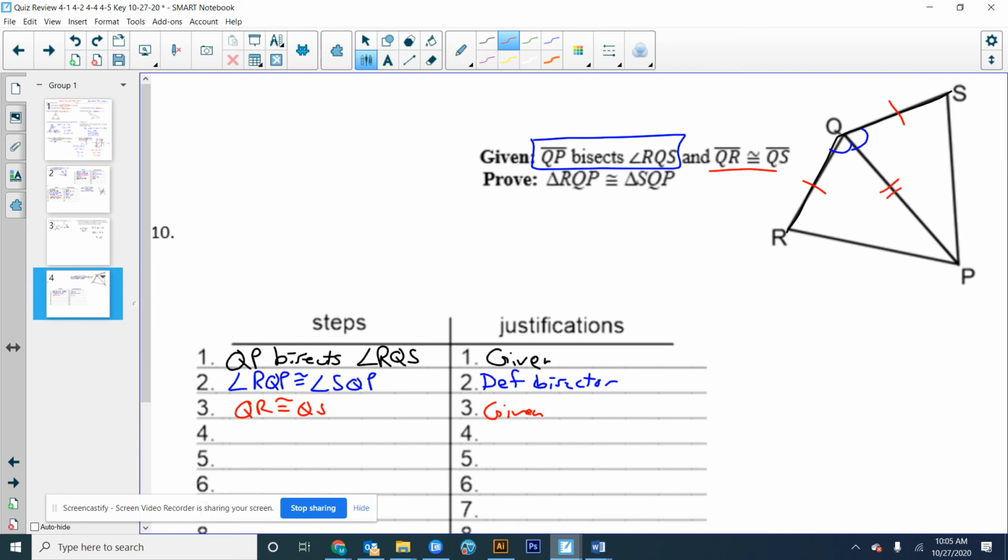You guys see the shared side? QP congruent to QP, reflexive property. So triangle RQP congruent to triangle SQP by which one's this? SAS. Make sure you guys, if you bisect an angle, you get two congruent angles, okay?